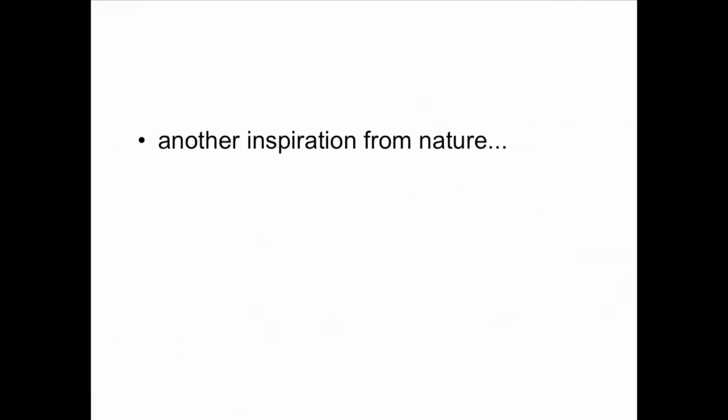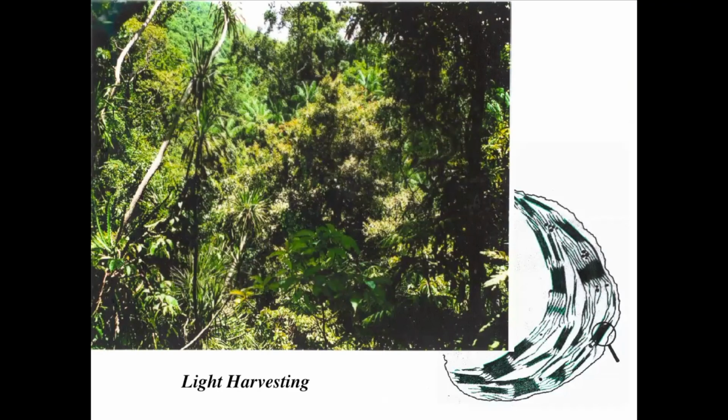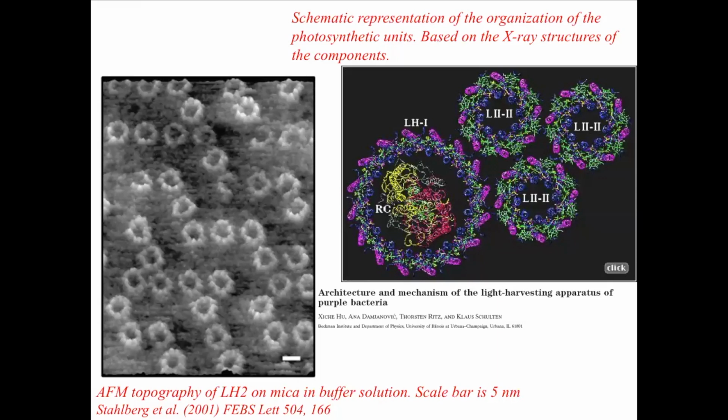Another inspiration from nature: photosynthetic reaction center, light harvesting. The green plants, they basically are important for almost all the energy on Earth. If you look closely at the light harvesting complex 2, you see that there are circular arrays of multichromophoric units with a dimension of about 5 nanometer. Nature makes rings of 5 nanometer diameter, and they harvest the light. You can wonder, can we try to mimic that?